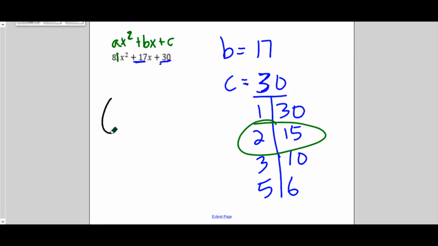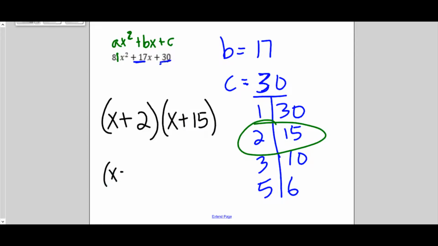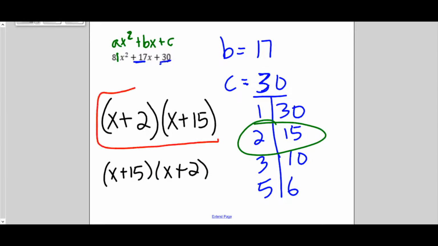So I'm going to write a set of parentheses with an x in it, just using the template, a set of parentheses with an x in it. And then I'm going to put 2, and that 2 is positive, so I'm going to put plus 2, and then 15 in the other one, and that 15 is positive. So my answer is x plus 2 times x plus 15. This is the factored form of that quadratic. Now, the order doesn't matter, so I could have said x plus 15 times x plus 2. It would be the same thing. So either one of these is correct for your answer.